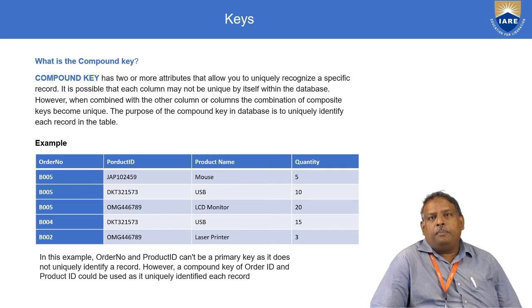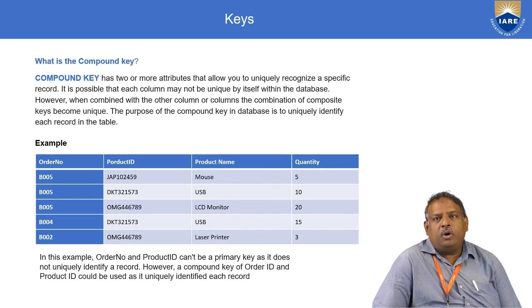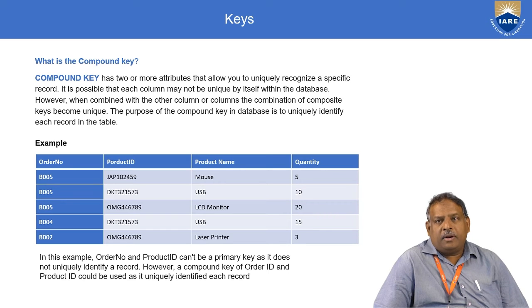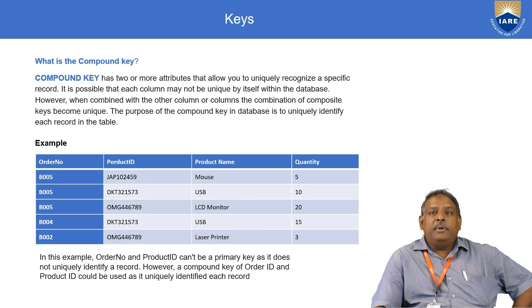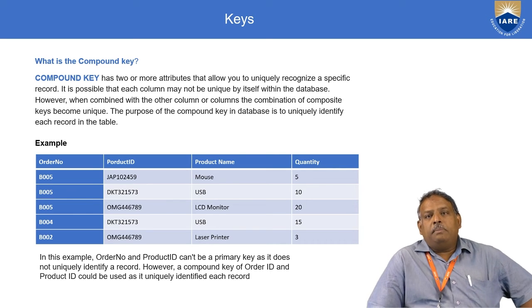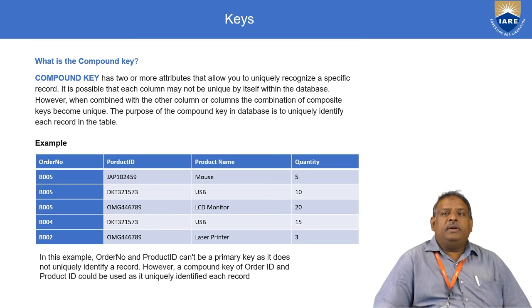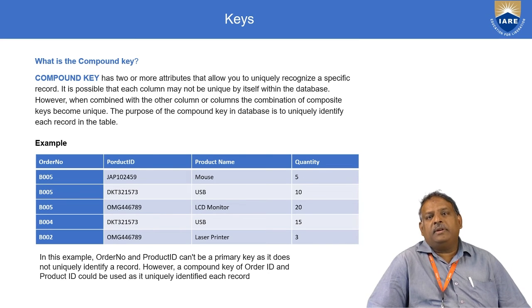The last key is the compound key. A compound key has two or more attributes that allow you to uniquely recognize a specific record. It is possible that each column may not be unique by itself within the database. However, when combined with other column or columns, the combination, or composite key, becomes unique. One column cannot be unique by itself, but a combination of one or more columns can make the record unique. The purpose of a compound key in a database is to uniquely identify each record in a table.